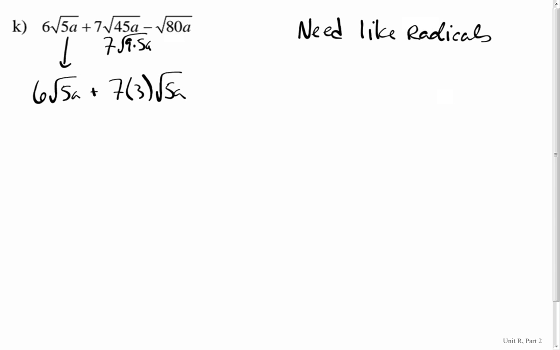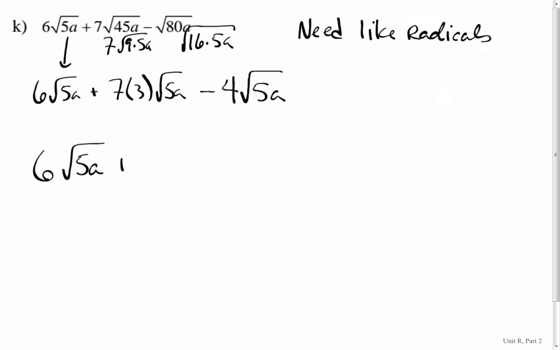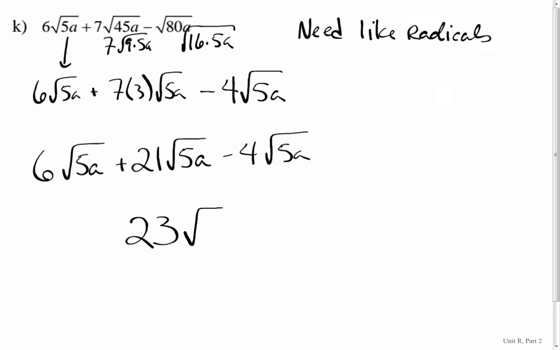When you pull something out, you're going to multiply it out. So this is going to actually become 7 times 3 times 5a. And then this one here, I've got 16 times 5a. That's what's going to happen there. So that's going to be minus 4 root 5a. So then we'll do this math right there. I've got 6 root 5a plus 21 root 5a minus 4 root 5a. 6 plus 21 minus 4 should come up with 23 root 5a.